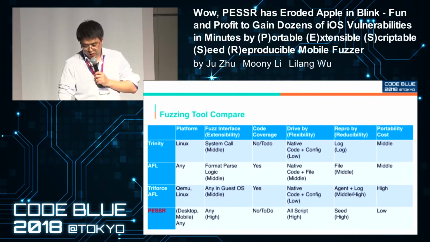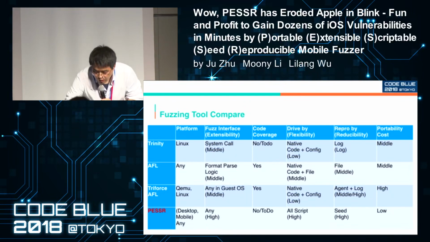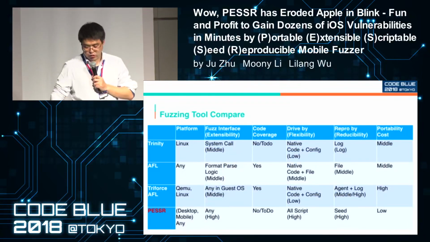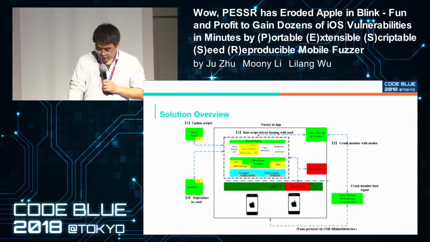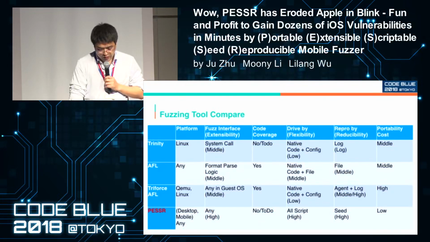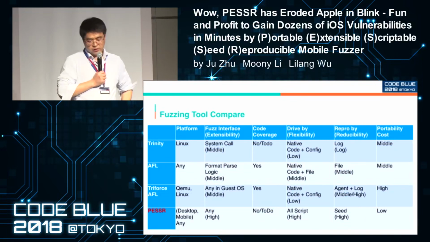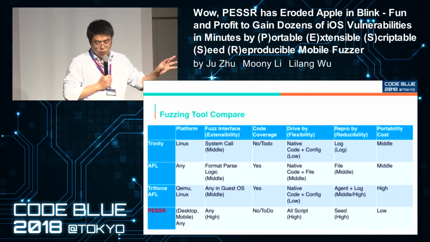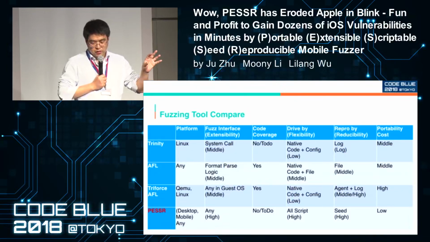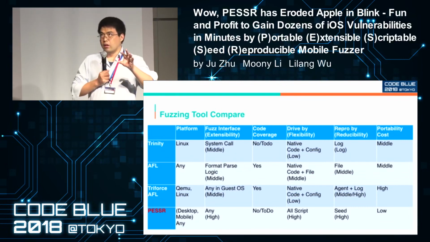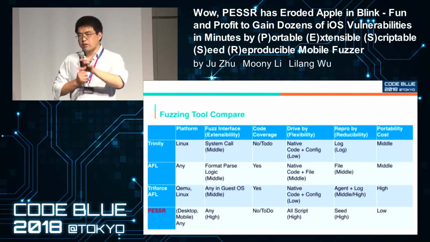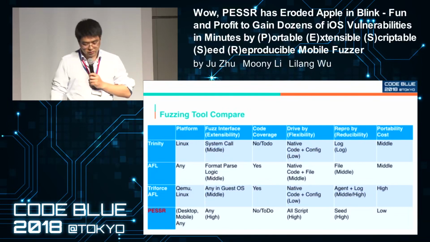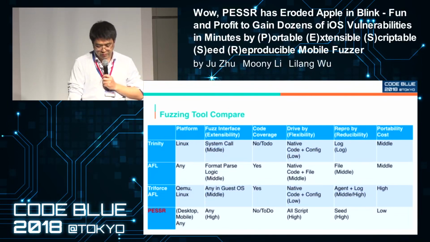Another kind is the AFL, which employs a novel type of compile time instrumentation and genetic method. And Triforce overrides the code coverage-based thinking of AFL, and it will extend the fuzzing targets into the kernel. And the final one is our PESSR.